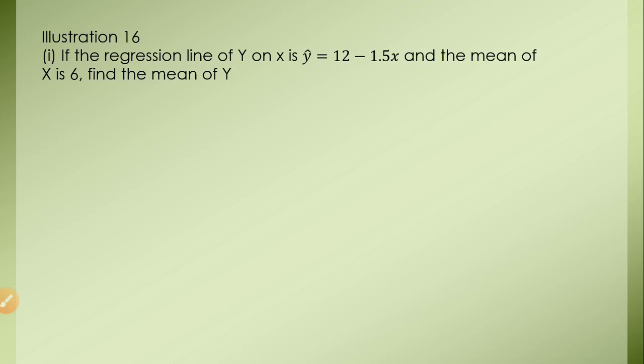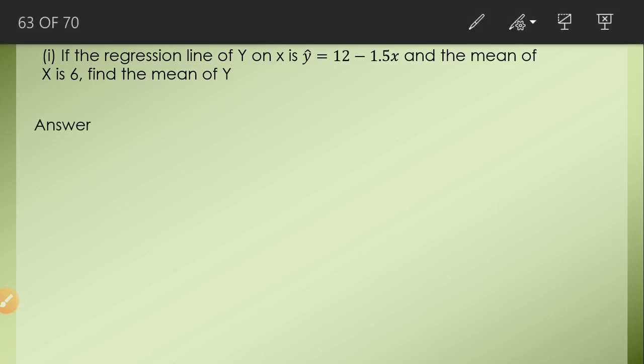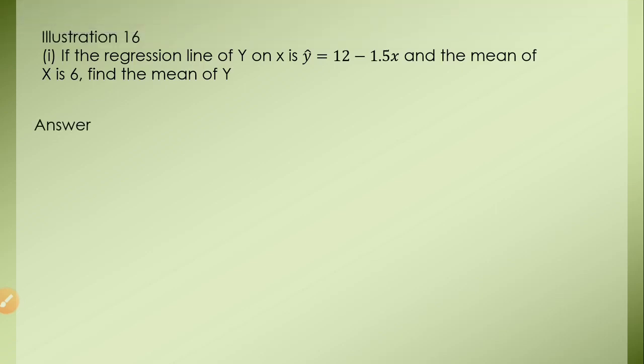In y cap, you know that one figure will be a and one figure will be b, because your regression line is a plus bx. So you can say 12 is a and minus 1.5 is b, but what is the question? Mean of x is 6. Now mean of x is x bar, and you want to find y bar. How would you find? Your answer is quite simple compared to the question you see.